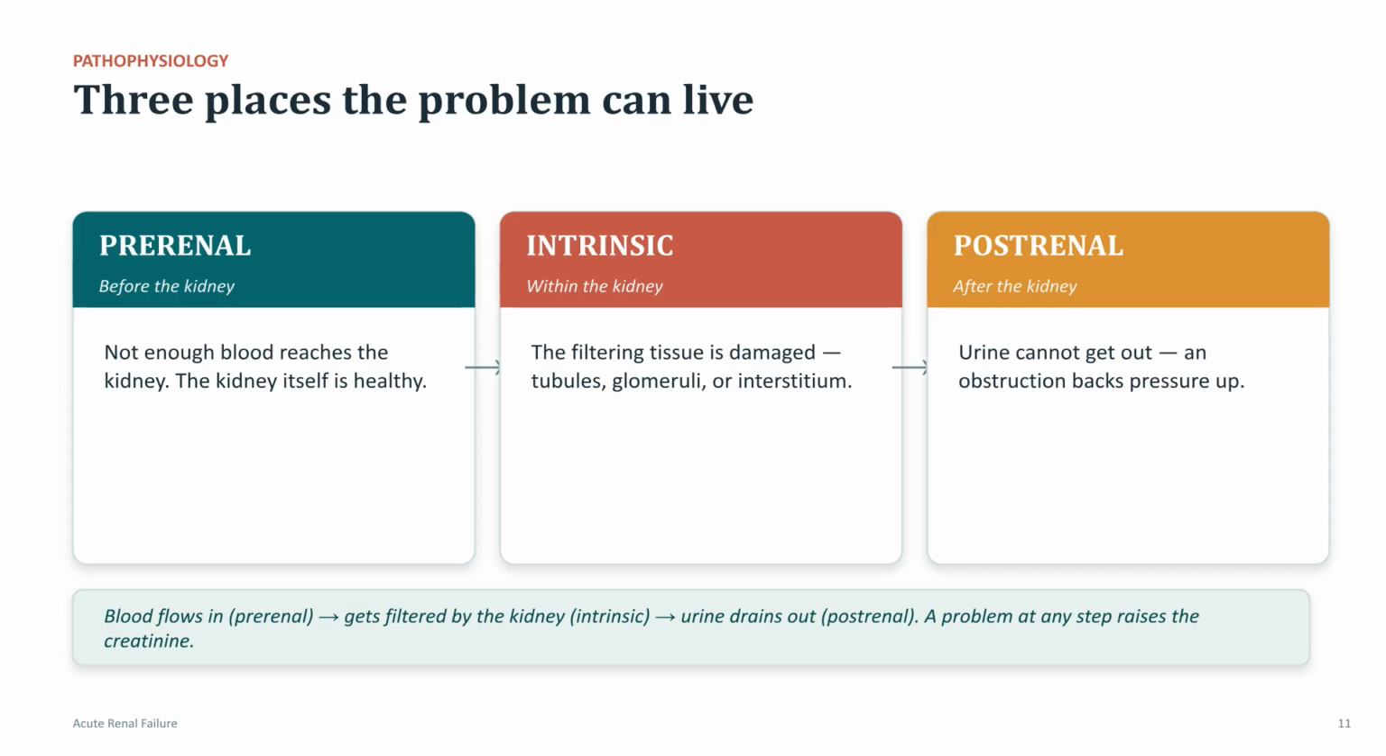When analyzing acute kidney injury, localize the problem to one of 3 categories: prerenal, where blood flow to the kidney is compromised; intrinsic, where the kidney's filtering tissues are damaged; or postrenal, where urinary outflow is obstructed. Identifying the specific bucket is critical for effective management.